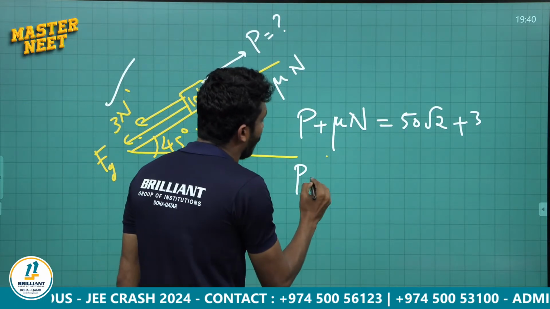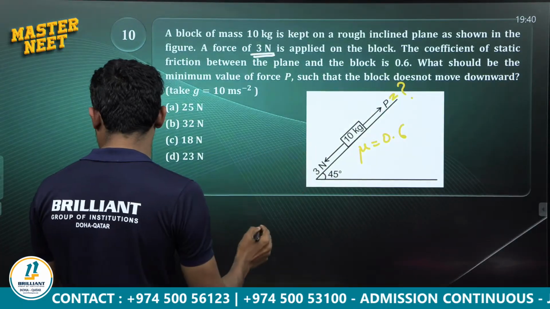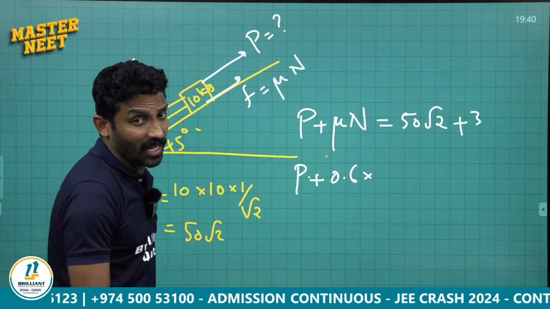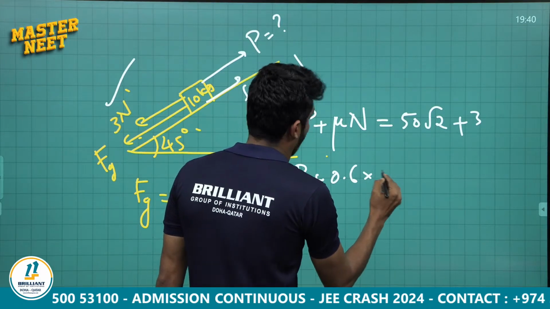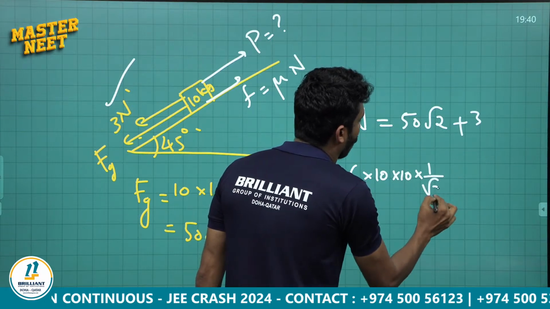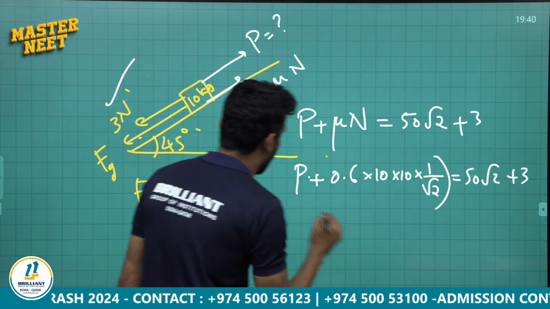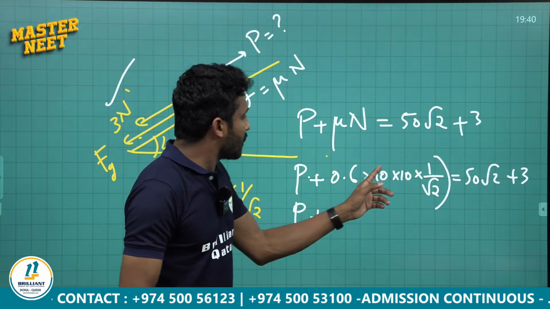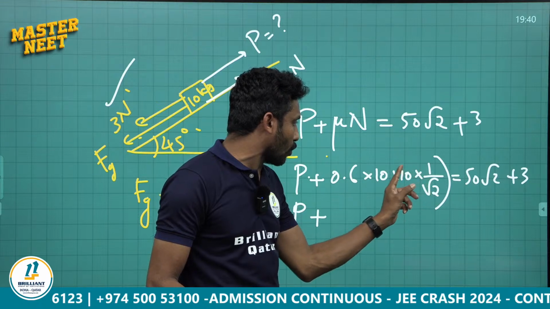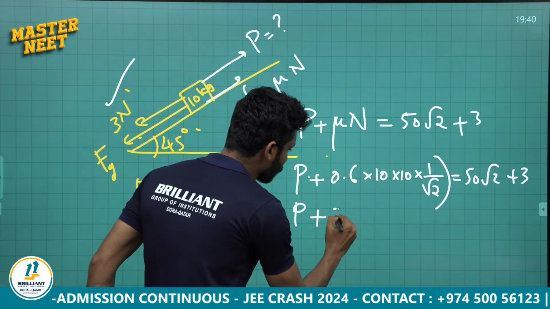See, this is P plus mu, and the mu value here is 0.6. And what is the normal reaction? That is mg cos theta, that is 10 into 10 into cos 45, that is 1 by root 2. It is equal to 50 root 2 plus 3. Understood? Now this is P plus 5 into 10, 5 into 2, 2 by root 2 is root 2, so 50 root 2. Then 50 into 0.6, that is 30 root 2.